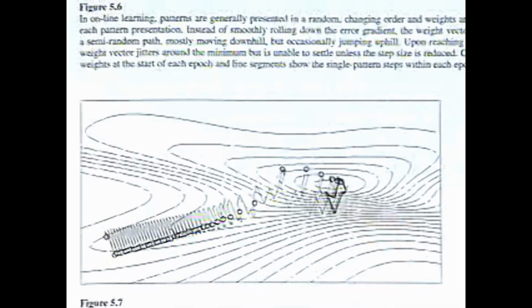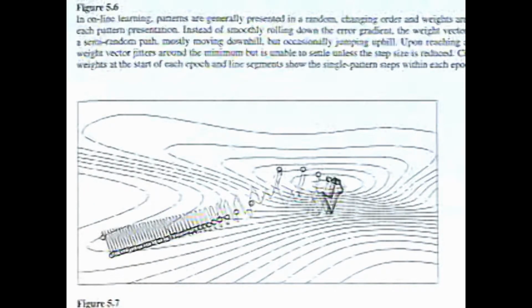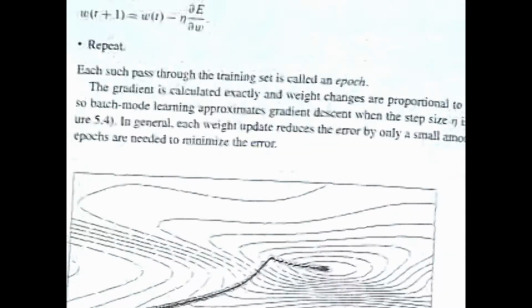Does that make sense? Since we're presenting the data in the same sequence every time, we obtain this sort of result. And then the nice thing is if we use batch training, which is favored in many cases, not always, but in many cases, we get a nice smooth convergence.